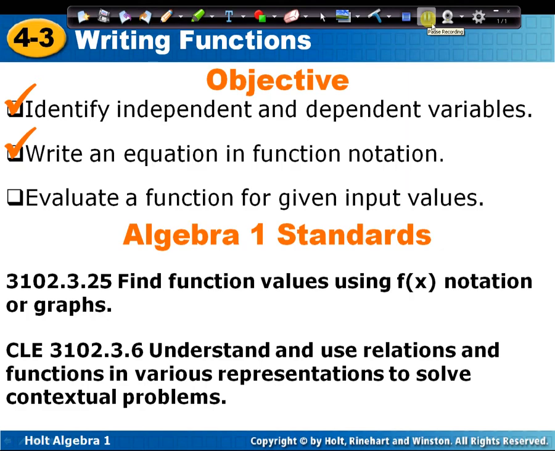Alright, so we've covered the first two objectives. We should now be able to identify independent and dependent variables. We should also be able to write an equation in function notation. The last one is to evaluate a function for given input values.